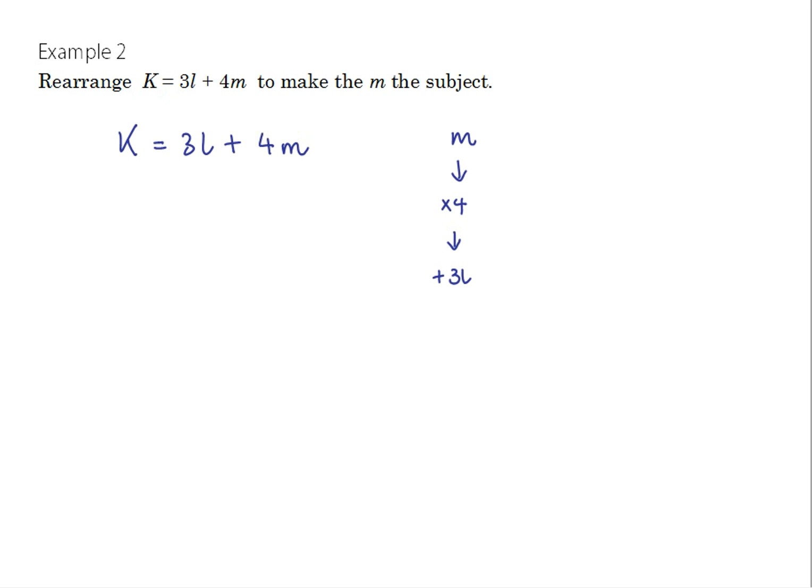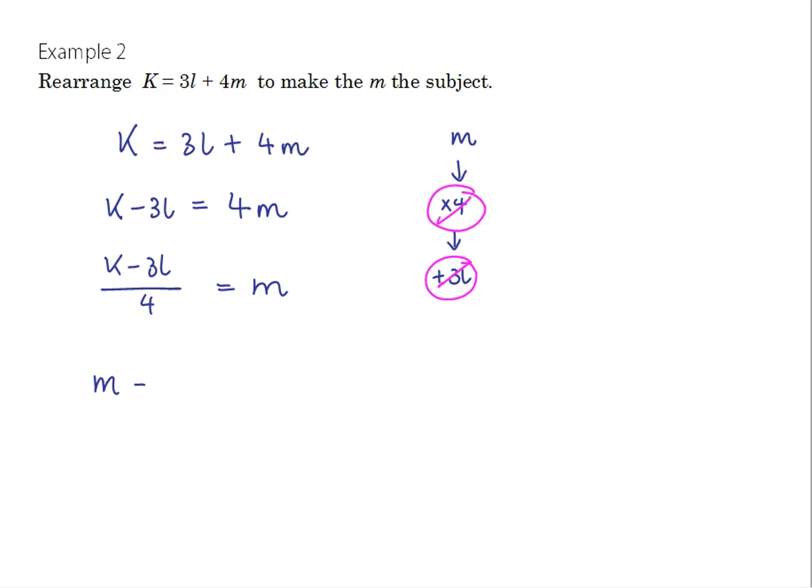So the first thing we're going to want to undo is this adding 3l, and we're going to do that by subtracting 3l from both sides. So k minus 3l on the left and just 4m on the right. Next we want to undo this multiplying by 4, so we're going to divide both sides by 4. So k minus 3l, divided by 4, is equal to m. So just write m as the subject, so on the left-hand side, k minus 3l divided by 4.